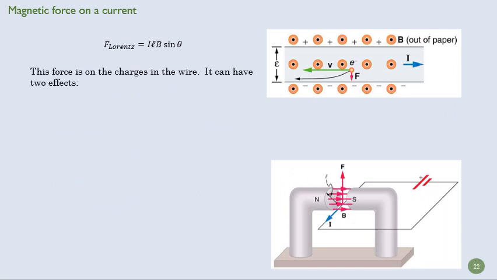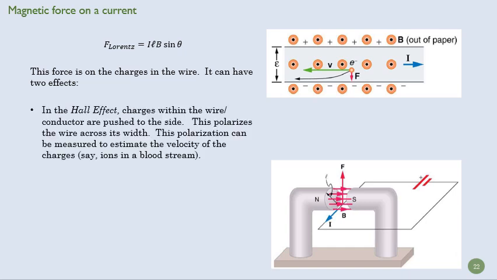So this force is on charges in the wire. It can have a couple of interesting effects. One is called the Hall effect. In the Hall effect, charges within the wire are pushed to a side. Or this might be in a blood flow, for instance, where you have blood which can be polarized, pushing to one side of the wire or one side of the channel.